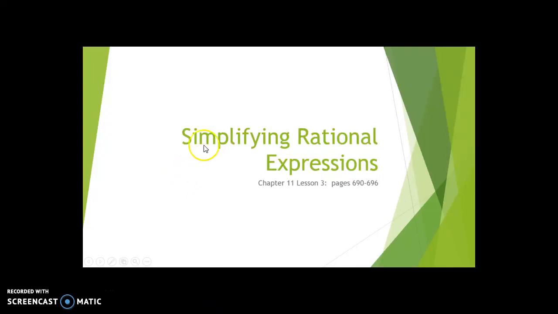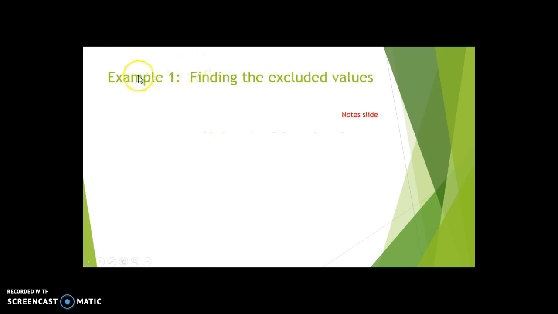Hello, today we are going to talk about simplifying rational expressions. This is Chapter 11, Lesson 3, and you'll find it on page 690 in your book. So let's get started. So example 1.